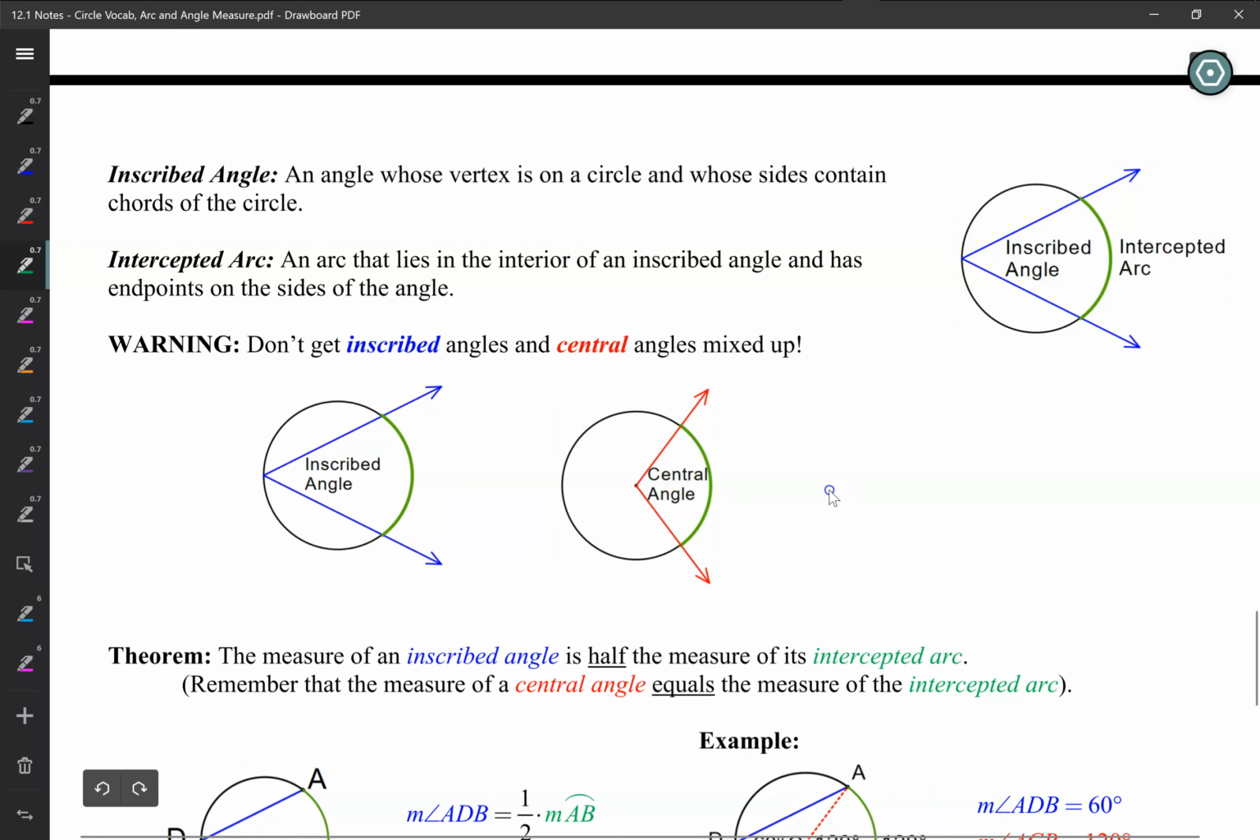So what we want to think about is, well, we know that the measure of that arc right there is equal to the measure of the central angle. How is the measure of the arc related to the measure of the inscribed angle?